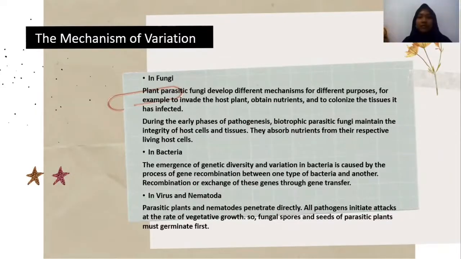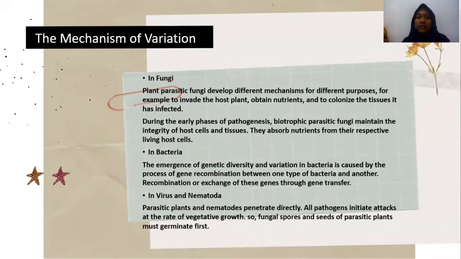The mechanism of variation. First, in fungi, one parasitic fungus develops different mechanisms for different purposes. For example, to infect the host plant, obtain nutrients, and to colonize the tissues it has infected. During the early phase of pathogenesis, heterotrophic parasitic fungi maintain the integrity of host cells and tissues. They absorb nutrients from their respective living host cells. It can be said that the mechanisms are mutation, sexual hybridization, heterokaryosis, and parasexual recombination.